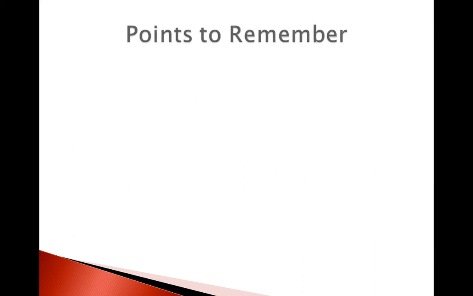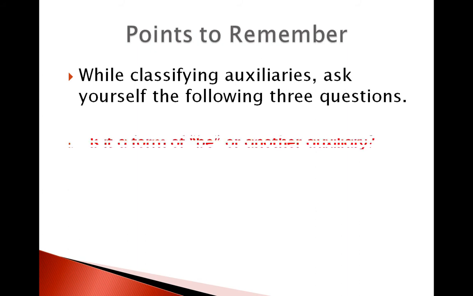To put it in a nutshell, whenever you are required to classify an auxiliary, these are the questions that you must ask yourself. Number 1, is it a form of verb be or another auxiliary? Remember the forms of verb be. Be is, am, are, was, were, been, and being. Learn them by heart. If it's a form of verb be, then there are 2 possibilities. It's either a helping verb or a linking verb. If it's followed by another verb, it's helping verb. If it's not followed by another verb, it's linking verb.